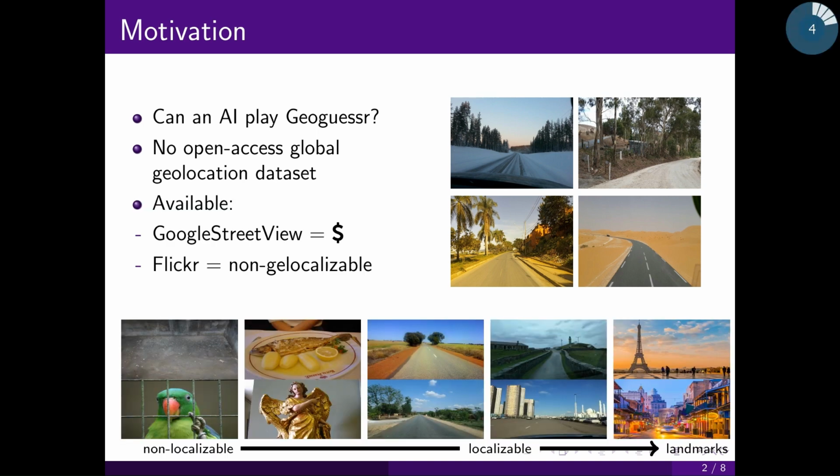What is available is Google Street View, which is expensive and cannot be distributed, or Flickr-based datasets with images which are typically not geolocalizable. Indeed, most pictures are either food, people, or pets, which do not contain a lot of geographical insights. To the other extreme, outdoor images are often tourist spots, which are biased towards certain regions and boil down to recognizing a few famous places such as the Eiffel Tower.